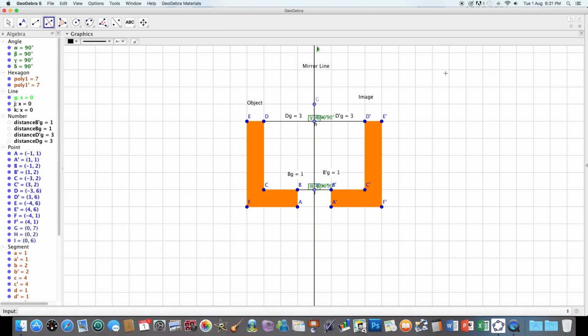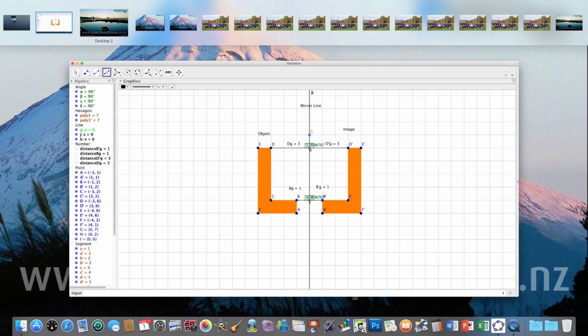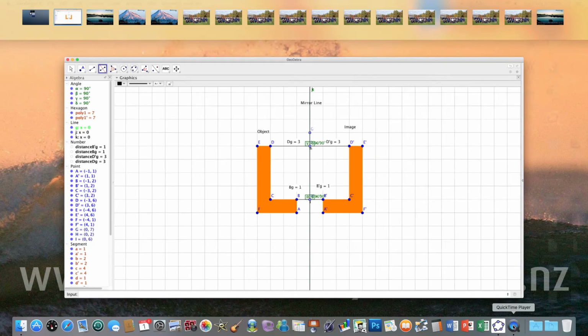I hope this tutorial points out some of the basics of reflection.